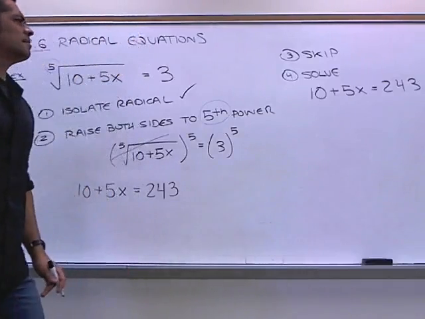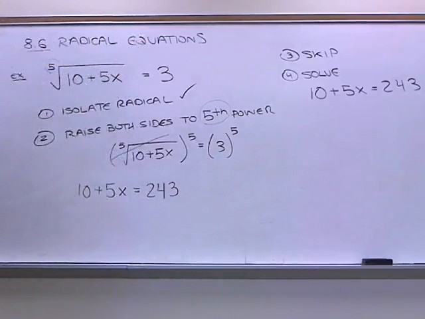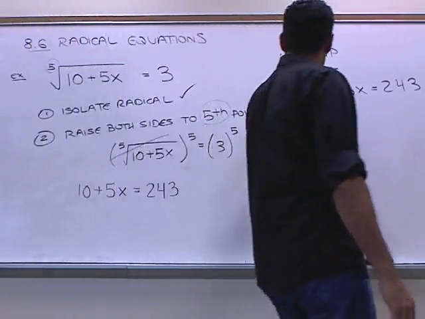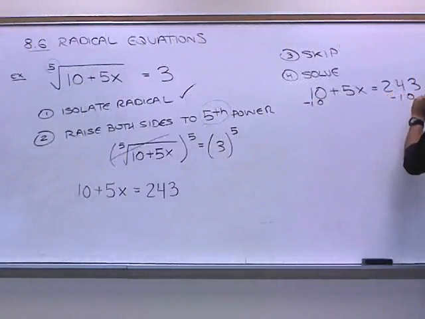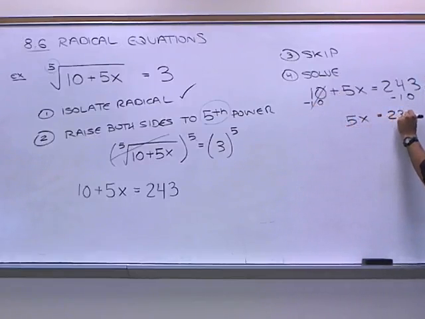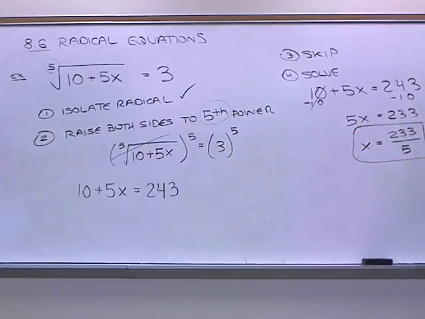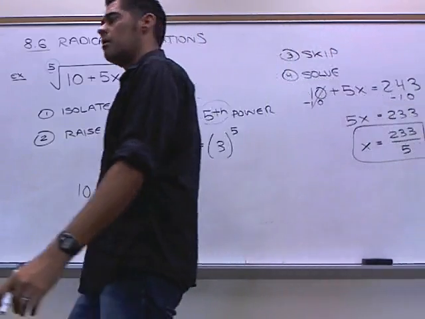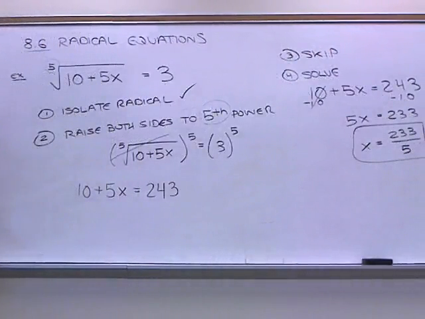How are we going to get x by itself? Subtract 10 first, okay? 5x is the only thing left over here, equals 233. And then divide through by 5. You can get a calculator out, but I'm going to leave it as a fraction. 233 over 5 is my answer, potentially, because we still have to do the fifth step, which was to check.